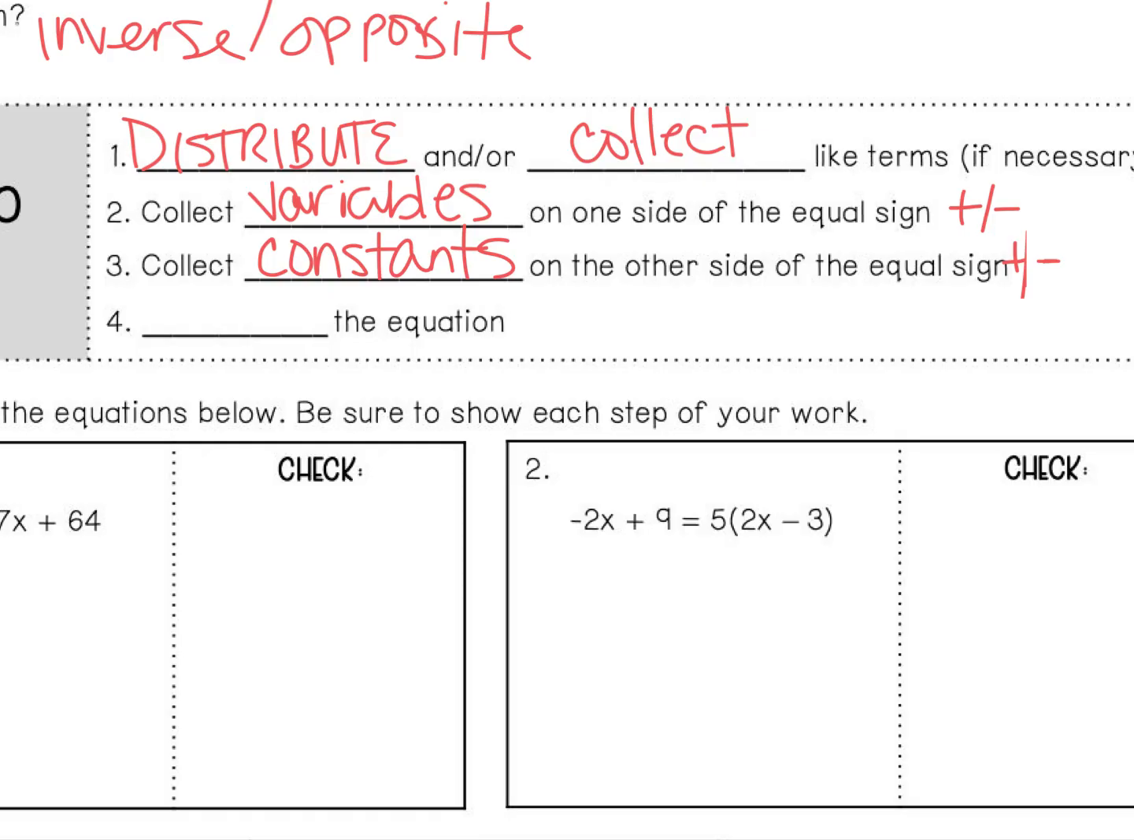Okay. Lastly, actually, I'm going to write one in here because it didn't do that. We're going to move our coefficient. Move our coefficient if we need to, and that's going to end up being a multiply or divide. And then last, we'll check our equation. Okay, I'm not sure why they left that one off.